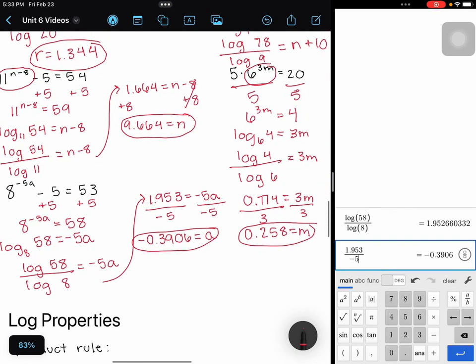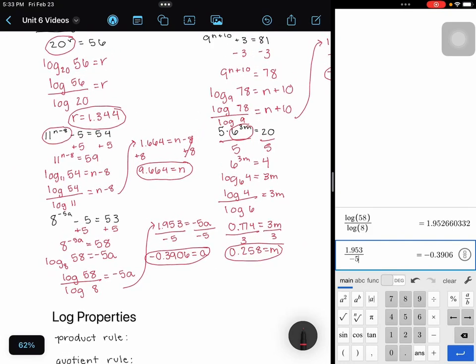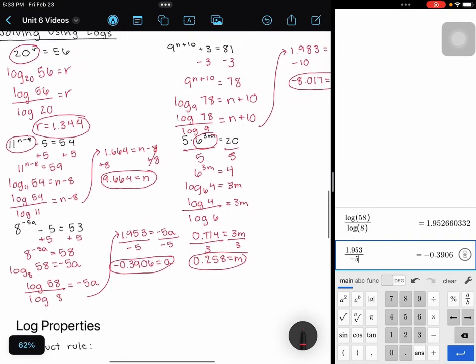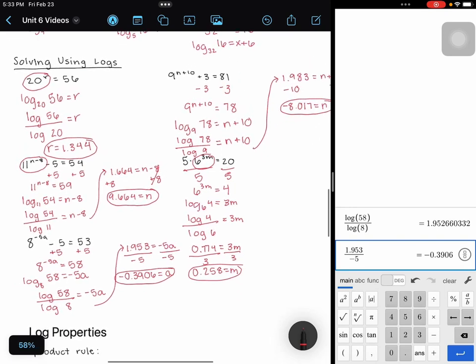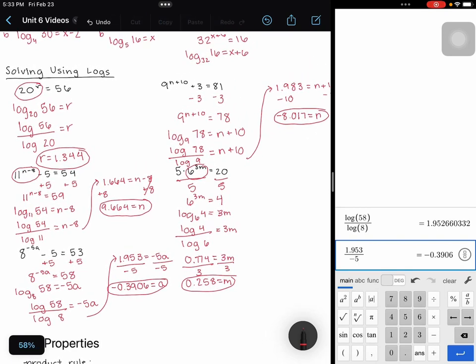And that is a quick overview and some examples on how to solve exponential equations when we can't use changing the base and we have to use a log.